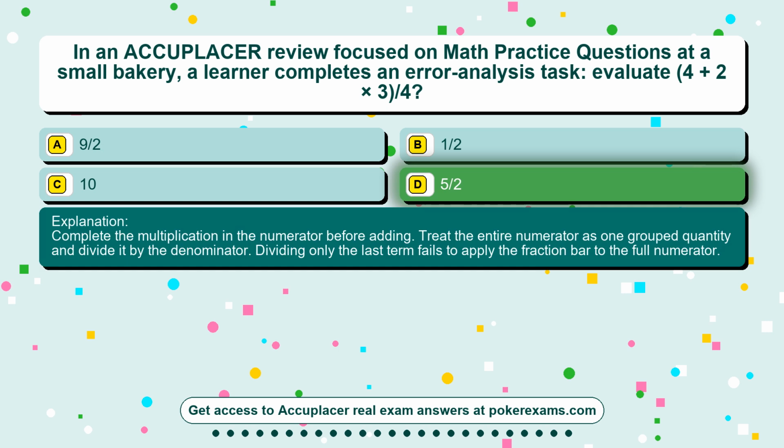Complete the multiplication in the numerator before adding. Treat the entire numerator as one grouped quantity and divide it by the denominator. Dividing only the last term fails to apply the fraction bar to the full numerator.